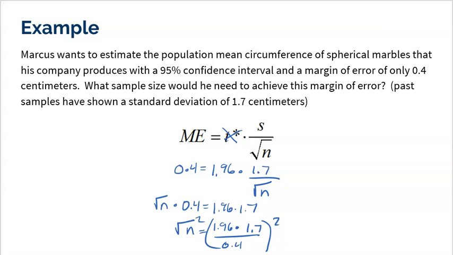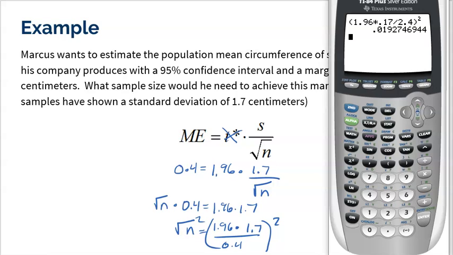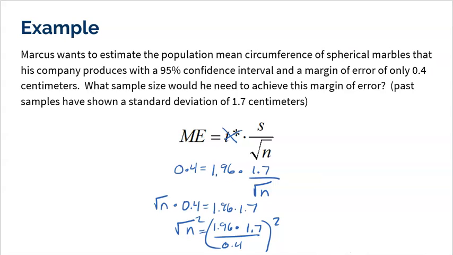Now, this is going to work out to make a lot of sense. All right, so I'm going to have a parenthesis, 1.96 times 1.7 divided by 0.4. Put all that in parentheses and square it, and now all of a sudden I get an answer of 69.38. Always round up, so 70. So if he has a sample of 70 of his marbles, then he could get the margin of error he wants, which is very small, and he can still get that 95% confidence level.